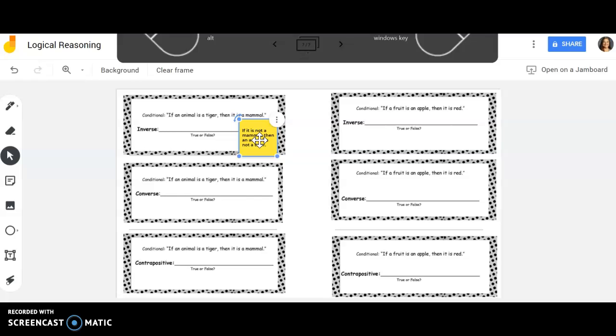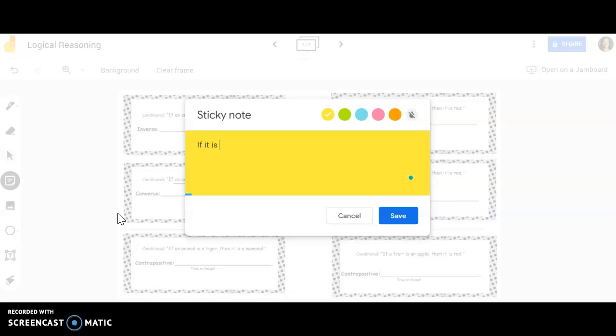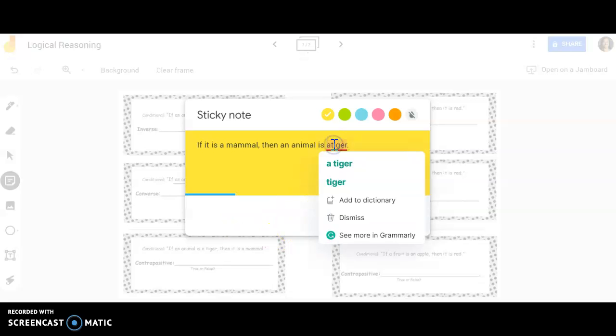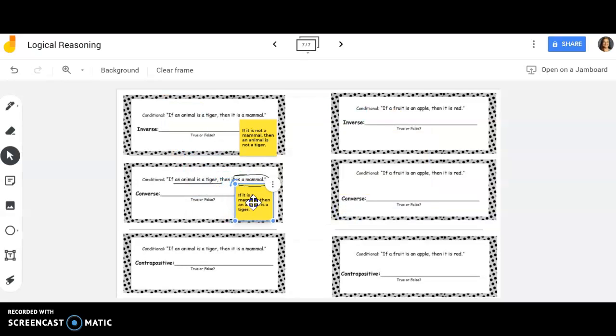Then we have the converse. The converse switches the hypothesis and conclusion. So if we underline our hypothesis and circle our conclusion, we are just going to switch those around. If it is a mammal, then an animal is a tiger. Okay, so this is our converse.